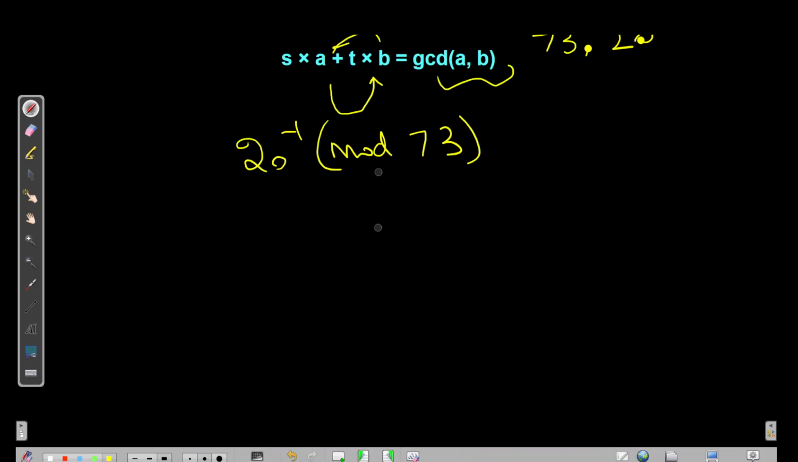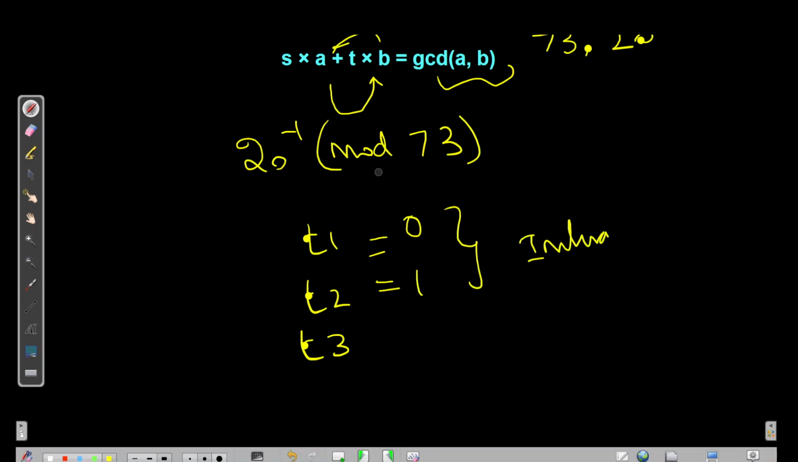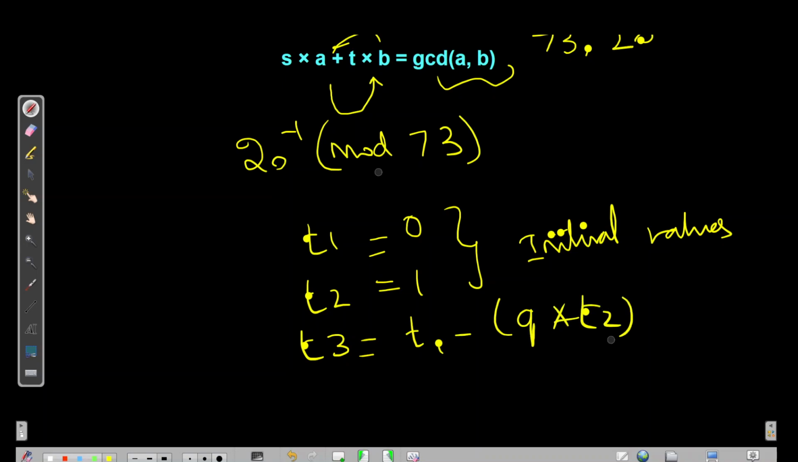For the extended Euclid's algorithm, you need to initialize some values called T1, T2, T3. T1 must be initialized with 0, T2 must be initialized with 1. So these are the initial values. And how to obtain T3? T3 can be given as T1 minus Q times T2. So this is what we are going to obtain.